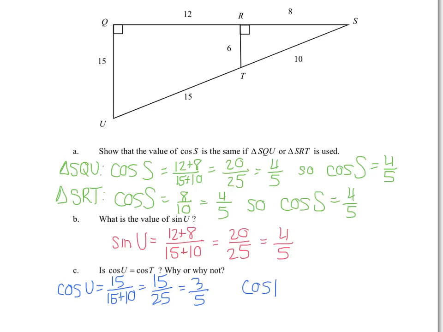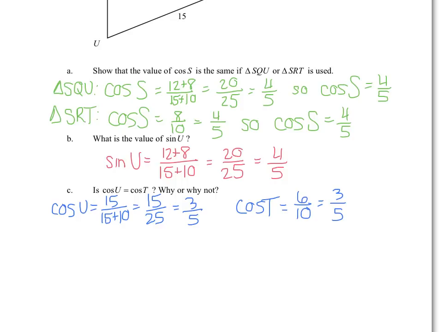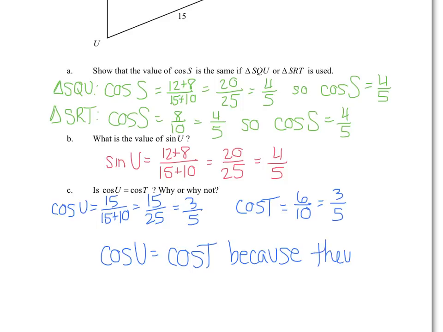Now we got to look at cosine of T. Here's my angle T. Obviously I can't be looking at this angle because that's not part of a triangle. So I'm looking at this angle. Cosine is adjacent over hypotenuse. So it's going to equal 6 over 10. Well, if I divide 6 by 2, I get 3. If I divide 10 by 2, I get 5. Therefore, cosine U equals cosine T because they both equal 3/5.